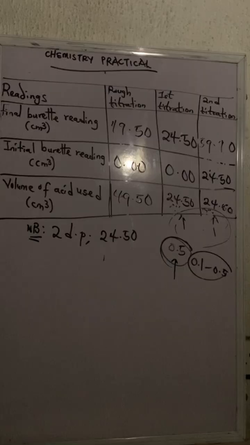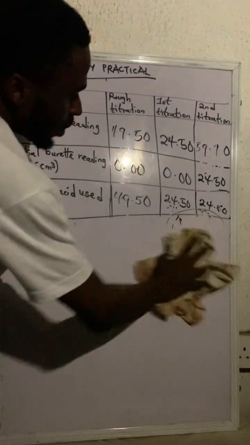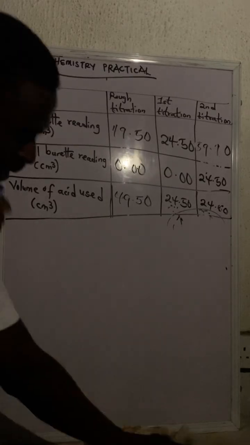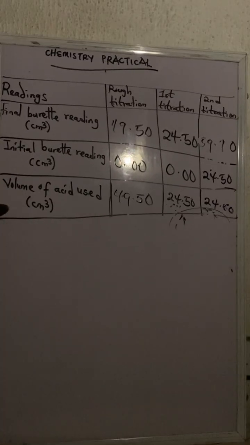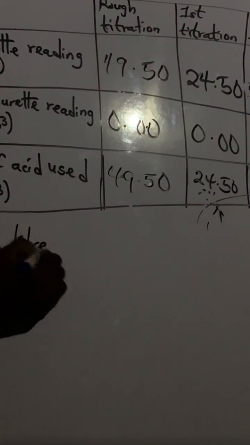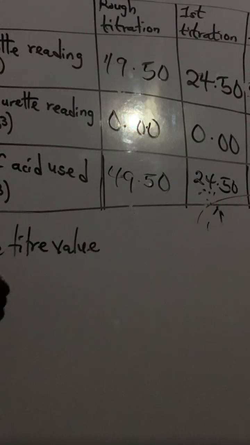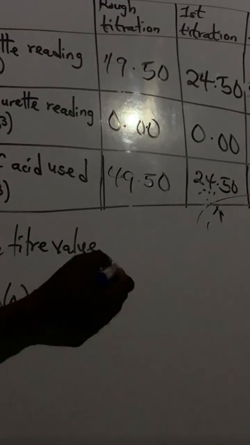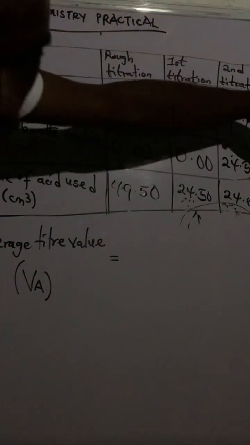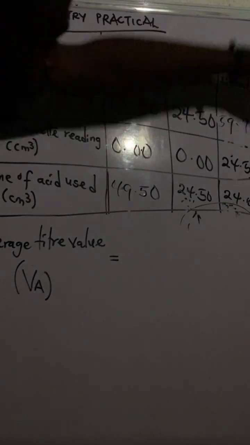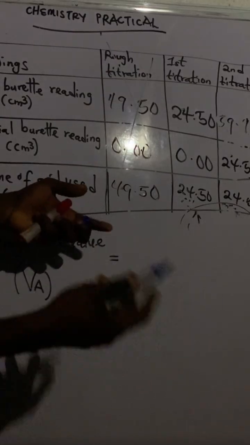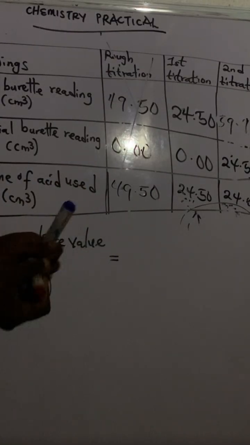After you have gotten this, they can now ask you to find the average titre value. The average titre value is always determined from the volume of acid used. We call it average. This average titre value is what we know as VA. How can I get the average titre value? In this table you can have a rough titration, whatever they give you in school, but I don't use the rough one because it's rough. Anything like rough is not necessary. So you have to get the average titre value.